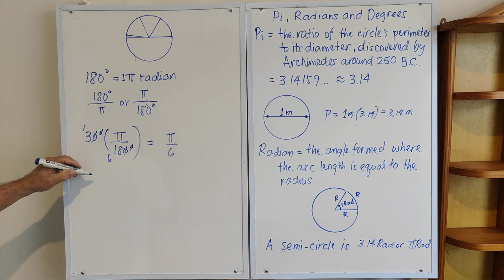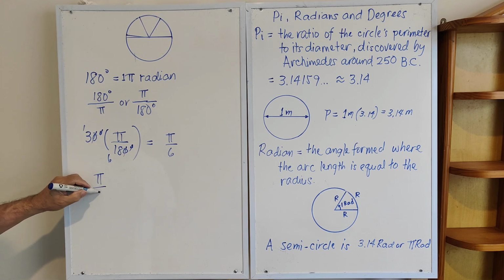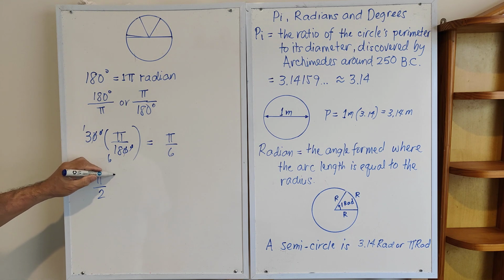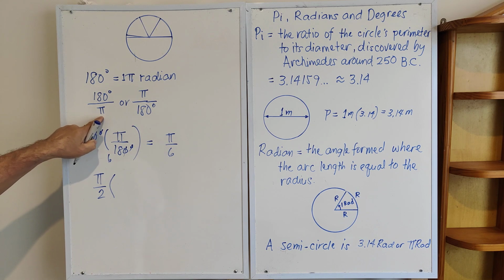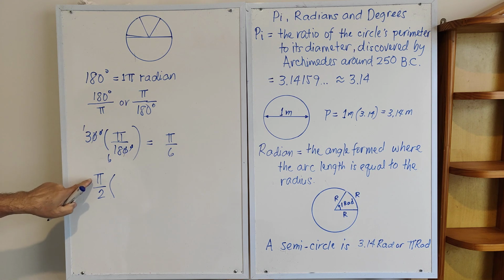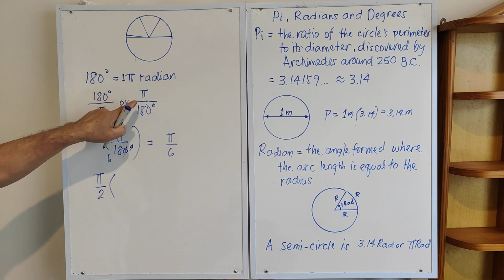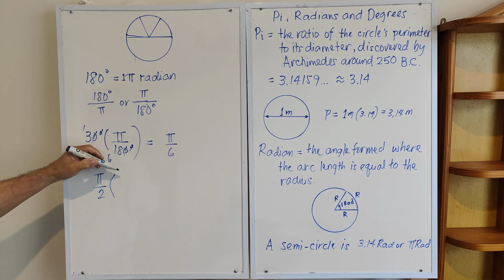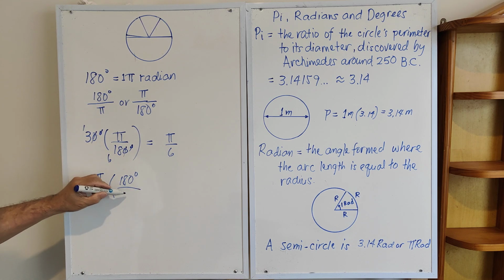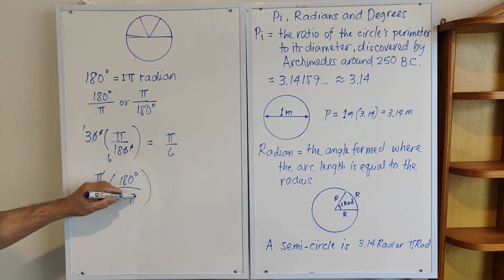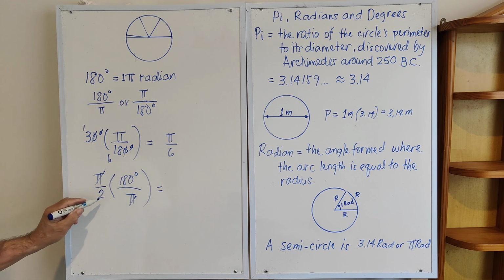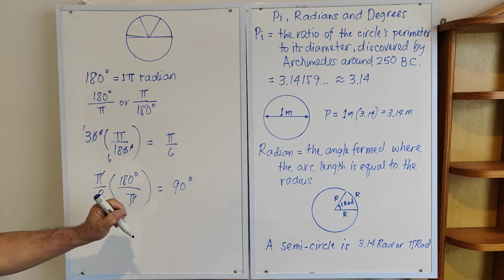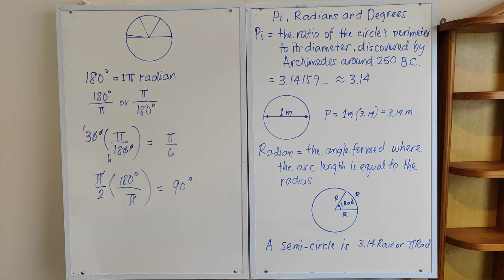For example, pi over 2 radians, convert into degrees. So we just multiply it by this one or this one. As I said earlier, whatever is on the numerator, you have to pick the one that is on the denominator. So we use this one. So pi over 2 times 180 degrees over pi. So this will cancel out. 180 over 2 is 90 degrees. So pi over 2 is 90 degrees.